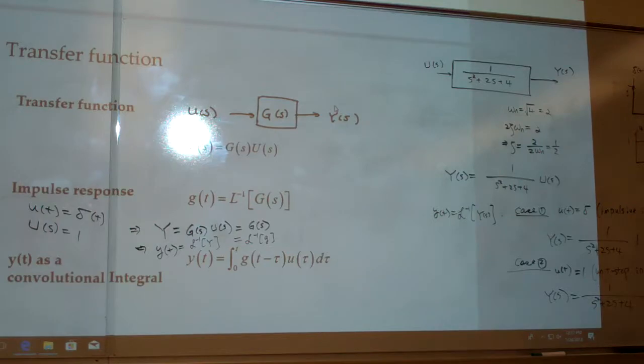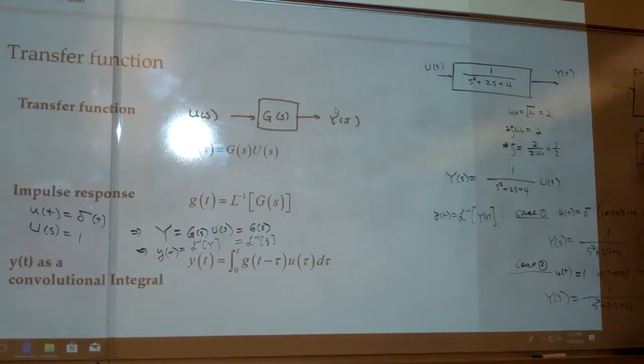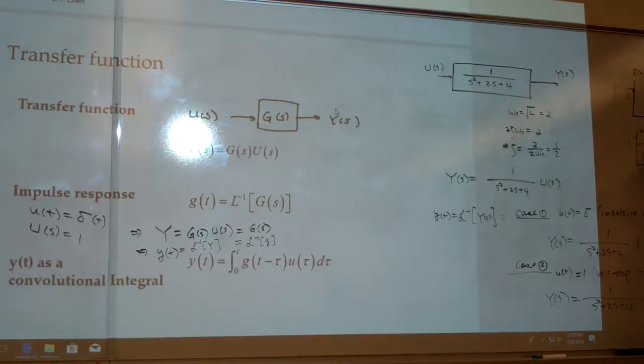However, for the other case, if the input is not an impulse but, say, a step input or whatever input, how can we deal with it? The concept is this: for any kind of input, we can always visualize it as a combination of so many impulses. Let me draw one.